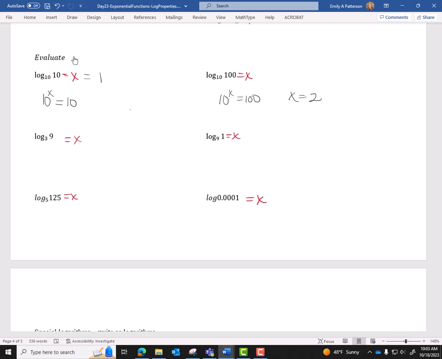This is saying 3 to what exponent? Or again, putting into exponential form, 3 to the x is equal to 9. So that's 3 squared is equal to 9.